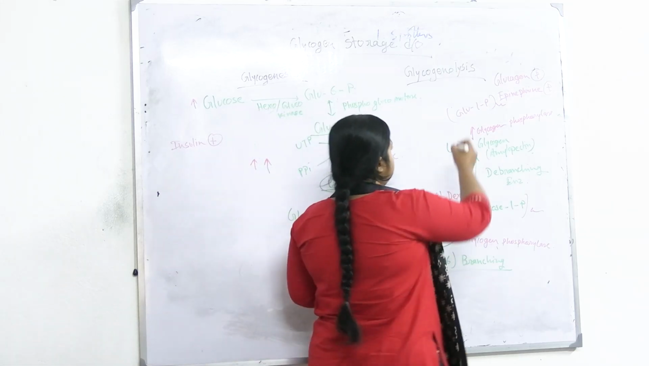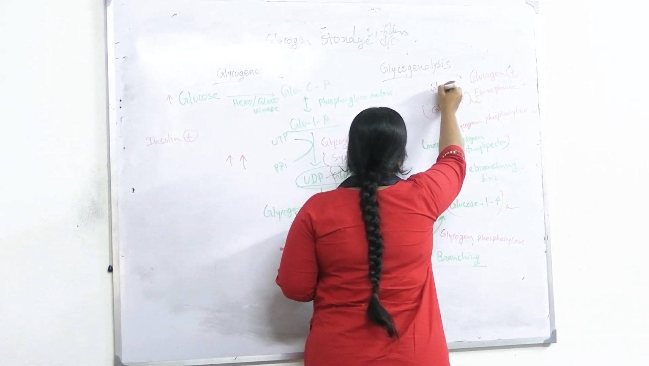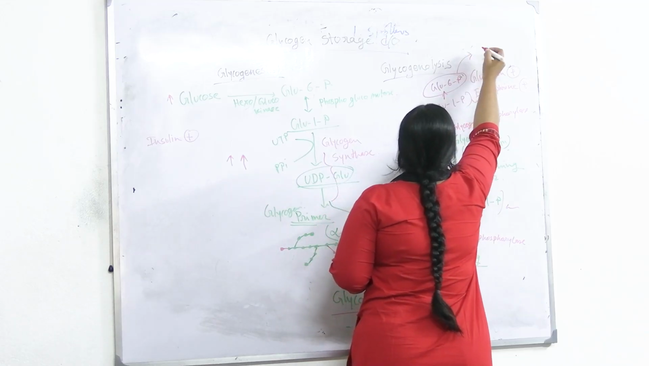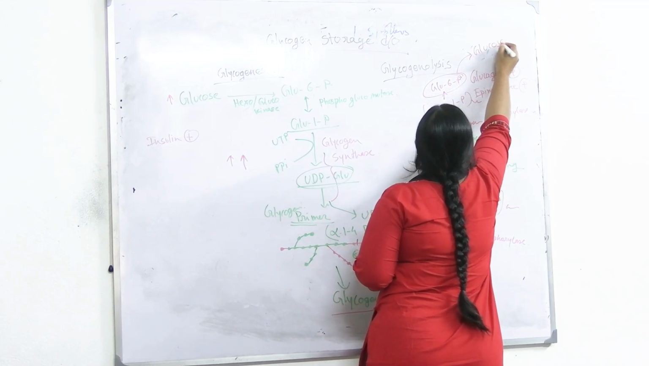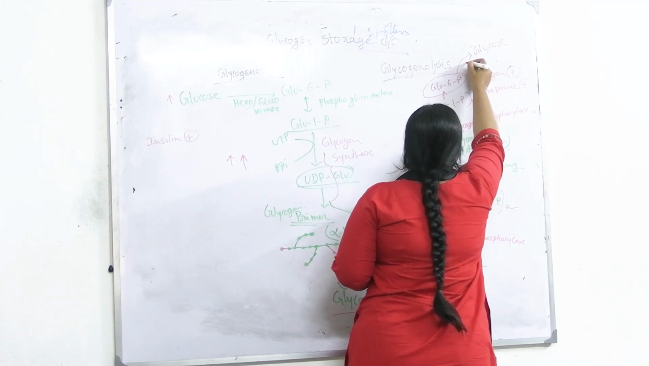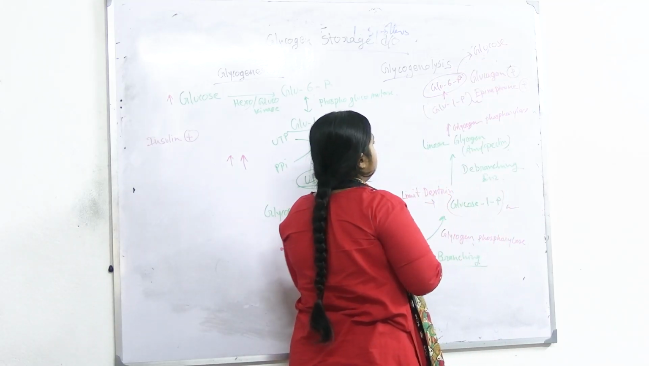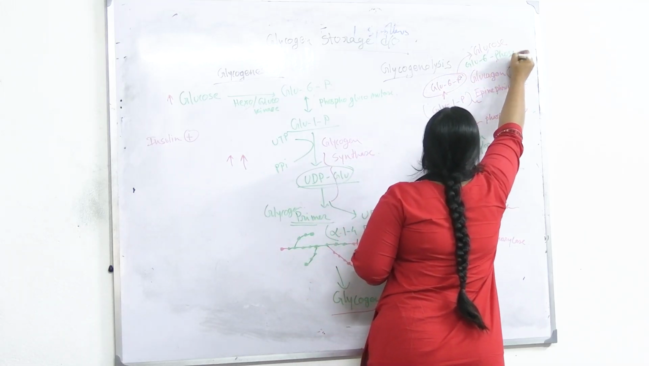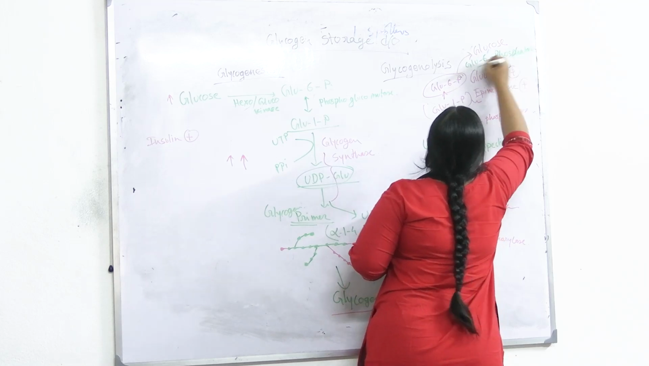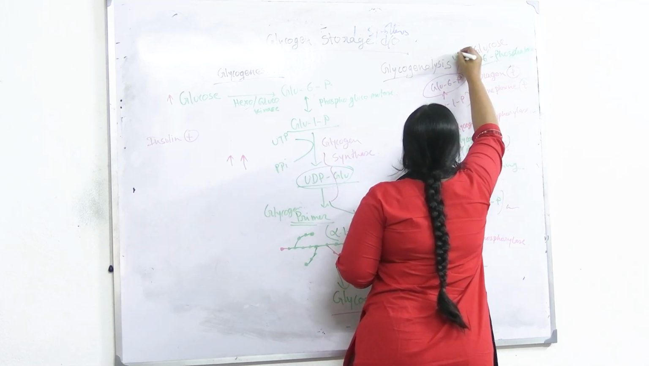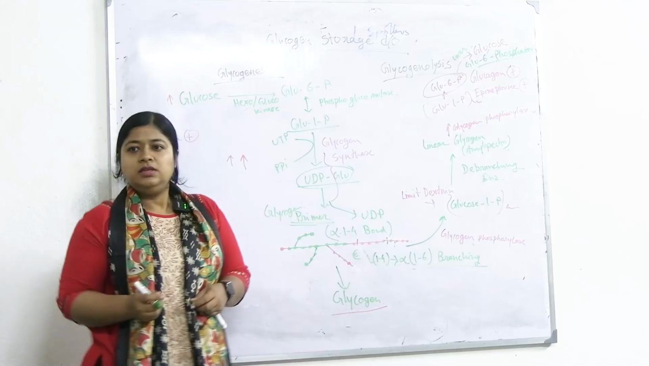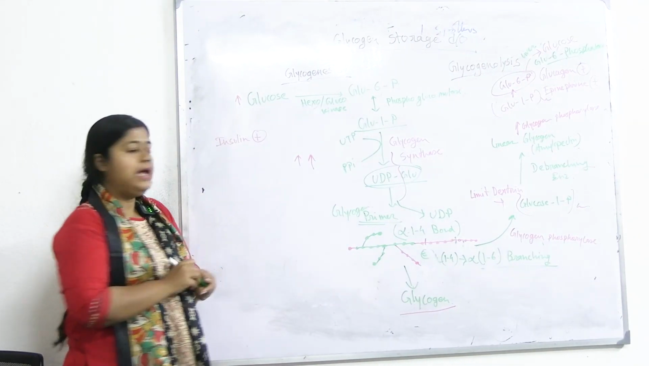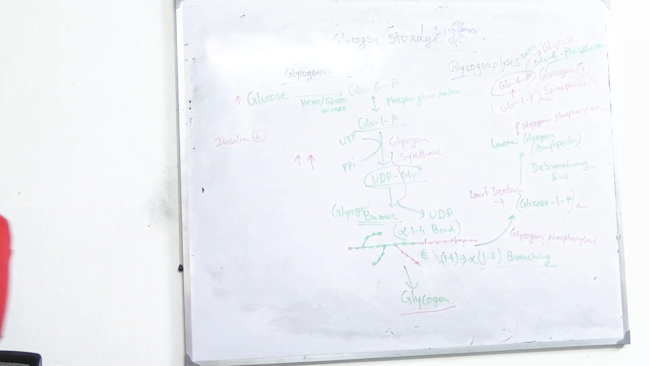And this glucose 1-phosphate is again converted into glucose 6-phosphate. In muscle it is used as it is, in liver it is converted into glucose. The enzyme is glucose 6-phosphatase. Okay, here it is in liver. So this is the whole glycogen metabolism, formation and breakdown. Clear to everyone?